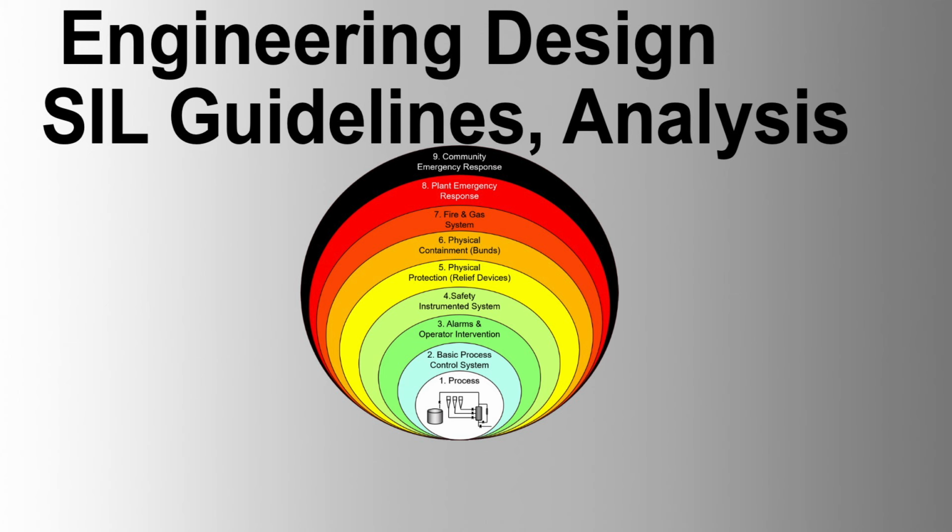SIL evaluation techniques as per ISA 84. Introduction to SIL evaluation. Safety integrity level evaluation techniques are essential for ensuring the reliability and safety of safety instrumented systems, SIS. These techniques help determine whether SIS meets the required SIL for specified safety functions, which is critical for process safety in industrial applications.